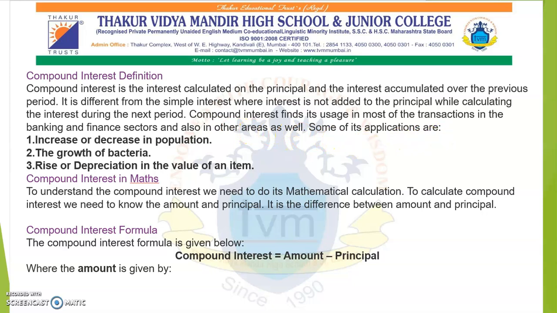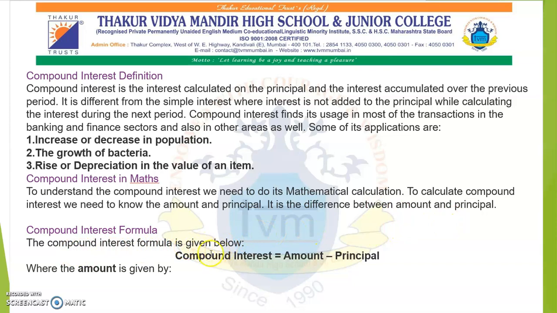Some of its applications are like we can use in calculating increase or decrease in population, the growth of bacteria, rise or depreciation in the value of an item. To understand the compound interest, we need to do its mathematical calculation. To calculate compound interest, we need to know the amount and the principal. It is the difference between amount and principal.